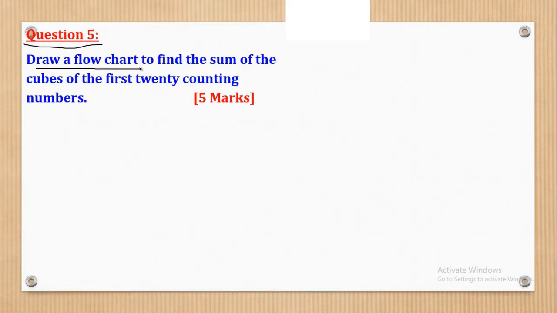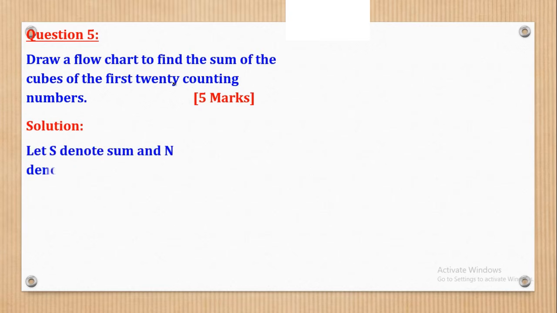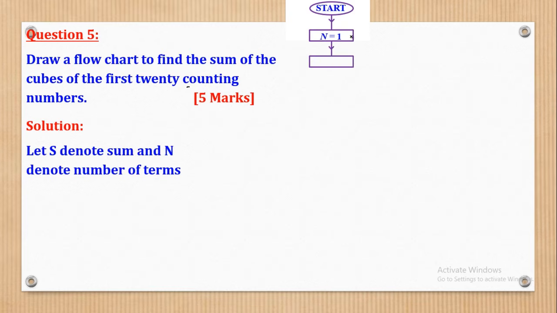Draw a flowchart to find the sum of the cubes of the first 20 counting numbers. Now here they have used the word cubes. So like I said, the appearance will be the same. It is only the assignment statement which will change in the formula. So we start with start, put initial values. Because they said counting numbers, you start with N equal to 1 and S equal to 1.